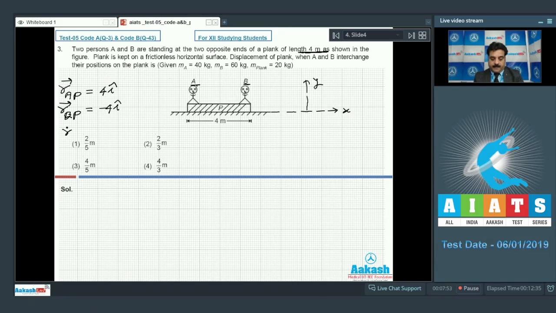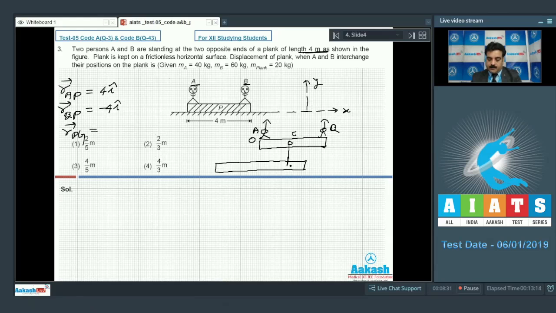And similarly, if I write the displacement of the plank with respect to the ground, then what do we do? If I make the diagram, suppose this is the initial position of the plank and position of A. Suppose this is my origin at O, so I will count all separations and distances from the point O. And this is the initial position of B and this is the position of the center of mass. When they interchange, I consider the new position of the plank just like this. As I said, there is no change in the position of the center of mass, and O is the initial position.